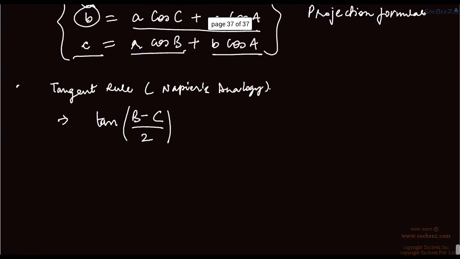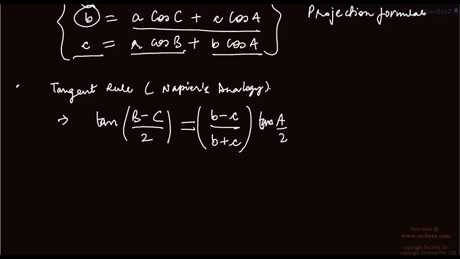Tan of (B minus C) by 2 will be (b minus c) upon (b plus c) times tan of A by 2. You can see b minus c by 2 is on the left hand side, so b minus c will come here upon b plus c. B and c will be on the right hand side with a factor, and in the tangent you will have A, not B nor C. So tan of A by 2.